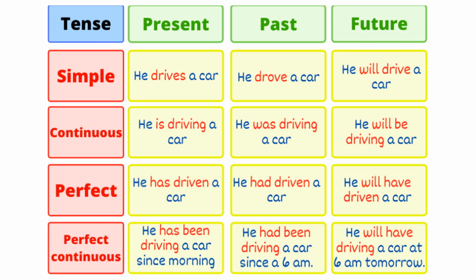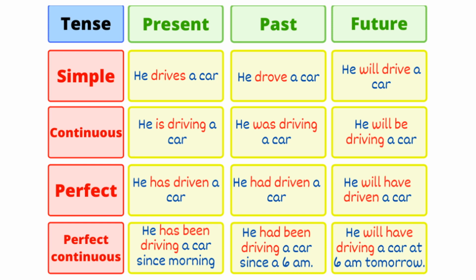Then we move down to perfect present tense. So what does that mean? We are putting it in the next tense. He has driven a car. Then we move on to perfect continuous present tense. The example over here, he has been driving a car since morning. In this example over here, you can go over it by yourself.